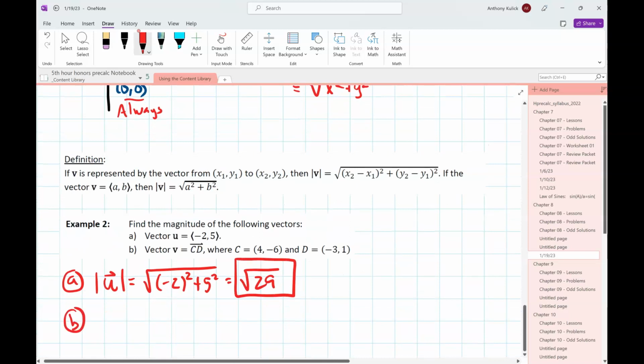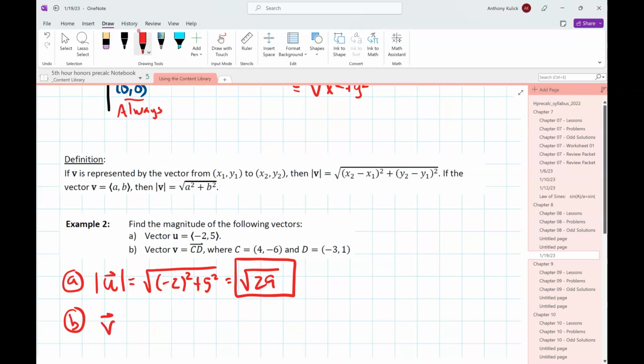In part B, notice that the vector is given to me as a tail and a head, a coordinate for the tail and a coordinate for the head. I have two options here. I can either use the distance formula with the points that I'm given, or I can convert this vector into component form and then use the other formula. This is exactly the same thing. Notice inside the distance formula, that looks like the x coordinate for component form. That looks like the y coordinate for component form. So it's literally six of one, half a dozen of the other. It's doing the exact same thing.